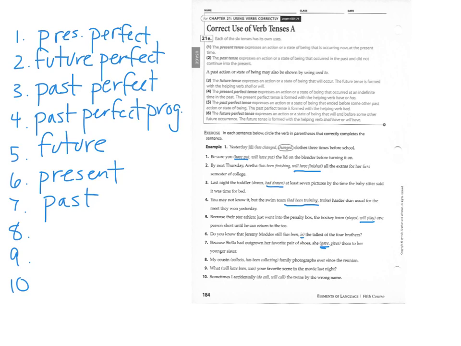For 8, my cousin, I'm going to say, we have collects or has been collecting. My cousin collects or has been collecting family photos ever since the reunion. And we're going to say has been collecting. So has, that's going to be present. Okay. Then we're going to say it's perfect. And because it ends in ing, it's progressive.